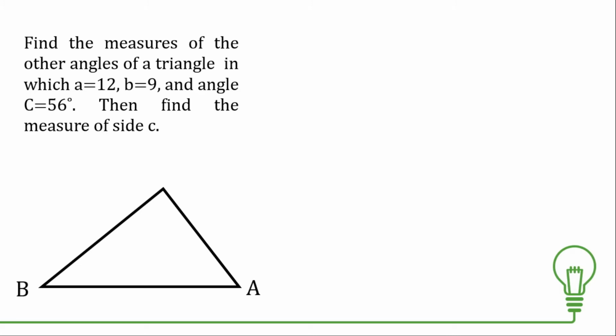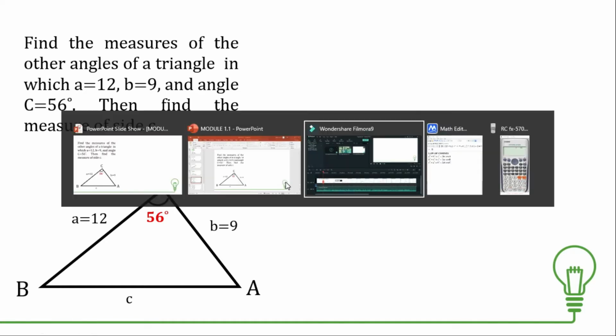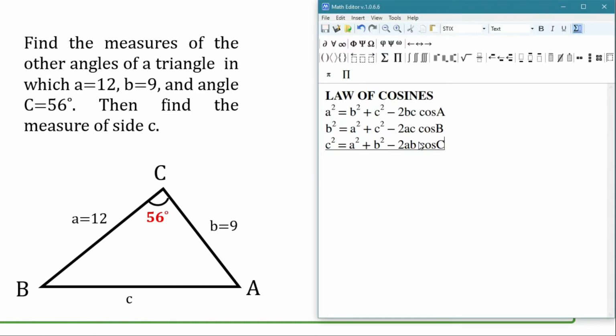So we have here oblique triangle ABC wherein side B equals 9, side A equals 12. Remember that we are naming the sides prior to its opposite angle para hindi po malito. And then angle C is 56 degrees. Okay? So, base sa ating law of cosines, alin ba yung mas madali nating hanapin? Is it angle A, angle B, or side C? Okay? So, mas madali po nating mahanap si side C dahil ayun na po yung sinasabi ni law of cosine.